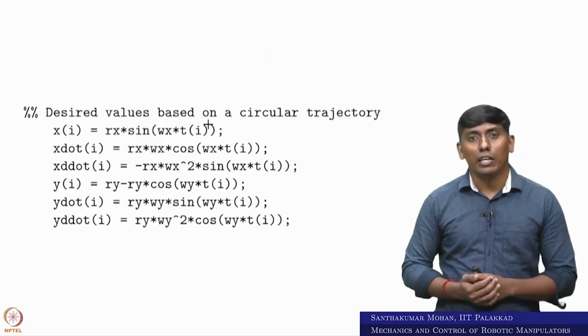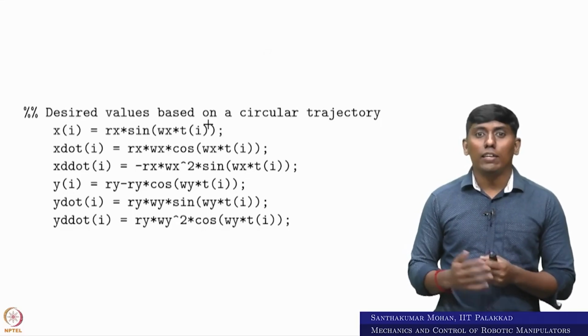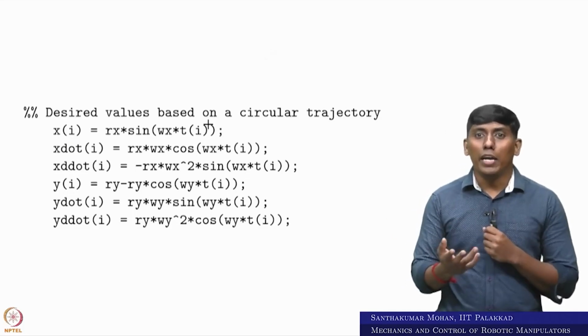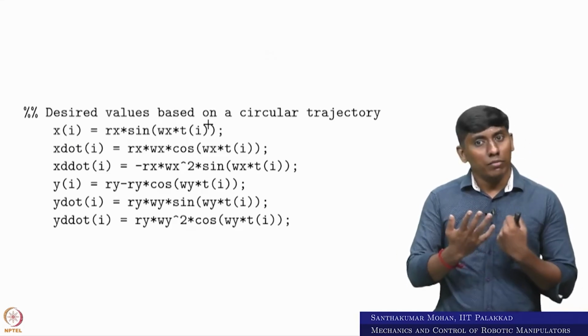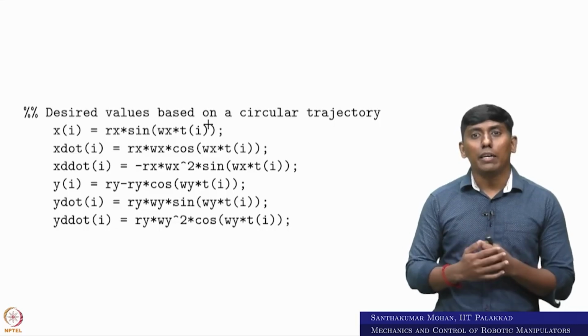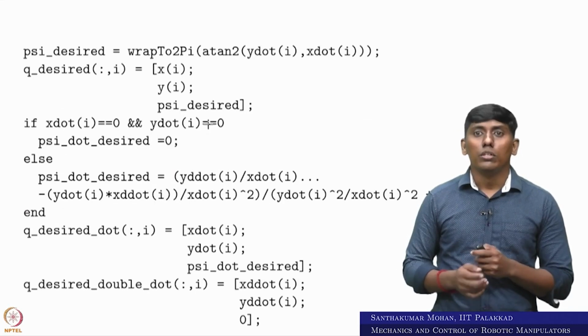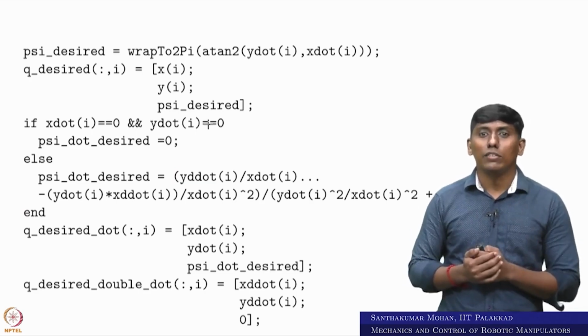So this is a simple circle, right, where Rx is the radius. If Rx and Ry are different, then it will give an ellipse, okay. And similarly, if omega x and omega y are different, then that would give a different profile. We can see in MATLAB. So right now we assume the circular trajectory, and based on that we can go for the circular trajectory cases also.